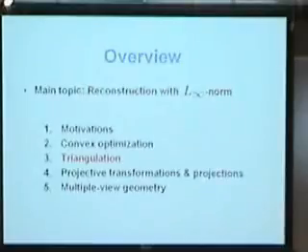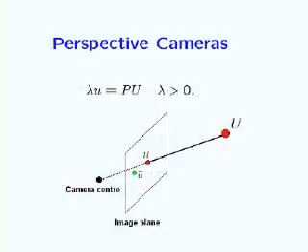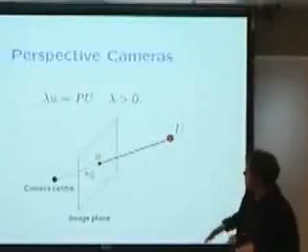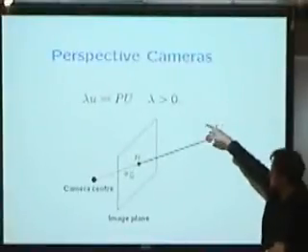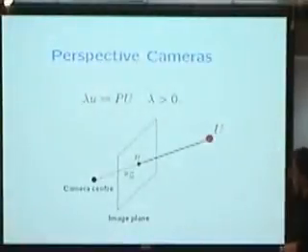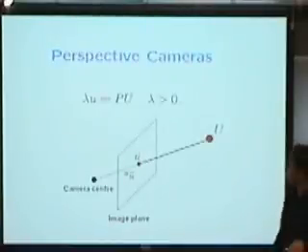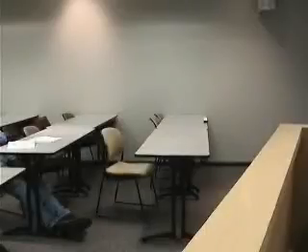Alright, so that was convex optimization. Let's look at the simplest problem, the triangulation problem. Before we actually attack that, let's look at how we model a camera. A perspective camera using homogeneous coordinates can be written as a matrix equation like this, where lowercase u in the image is a homogeneous point coordinate, and capital U in the scene is a homogeneous point coordinate as well.